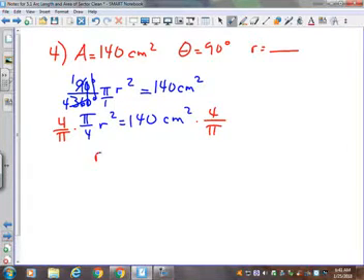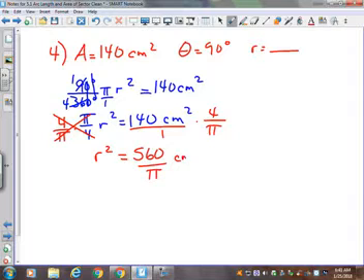And then we'll have r squared equals, because these pi's will cancel out on the diagonal and these 4's will cancel out on the diagonal. So now I can multiply 4 times 140 and get 560. Put it back over pi and centimeters squared.